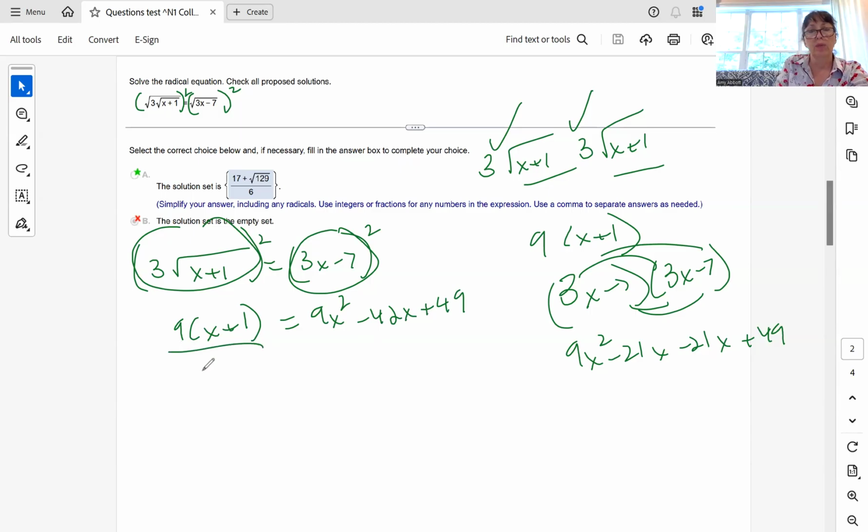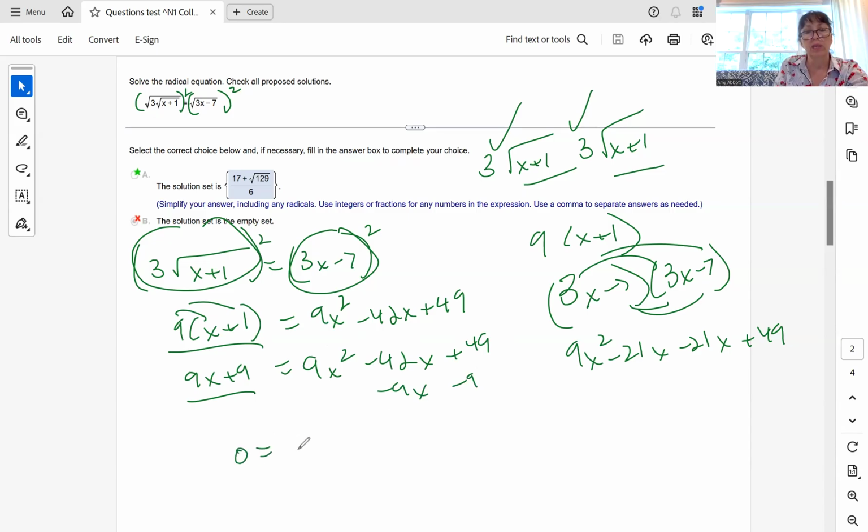So on the left here, multiplying by 9, you got 9x plus 9. And so we want to move everything to one side when it's quadratic. And so moving this over, I'm going to subtract the 9x and subtract the 9. So it leaves you with 0 equals 9x squared minus 51x plus 40.